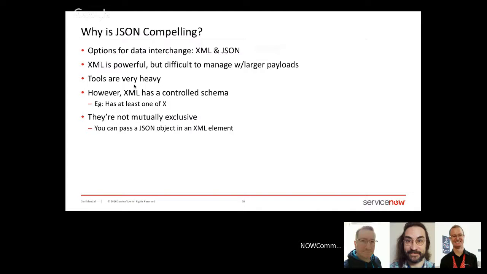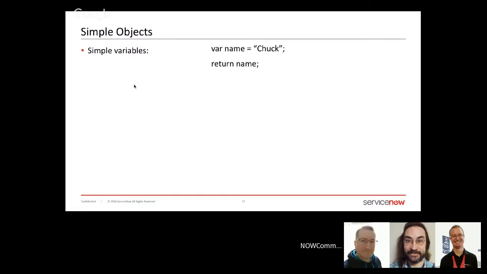Thanks for the warning. Okay, so simple variables, simple data types, strings, integers, booleans, that kind of thing are very easy to, say, pass back from a function.